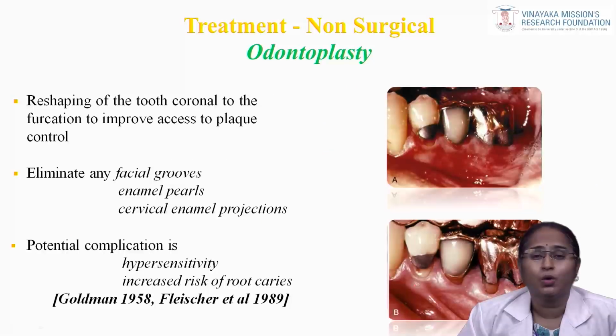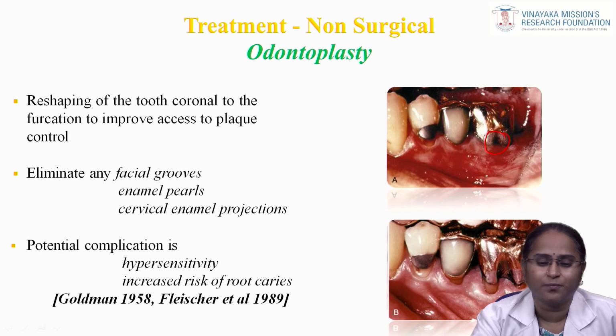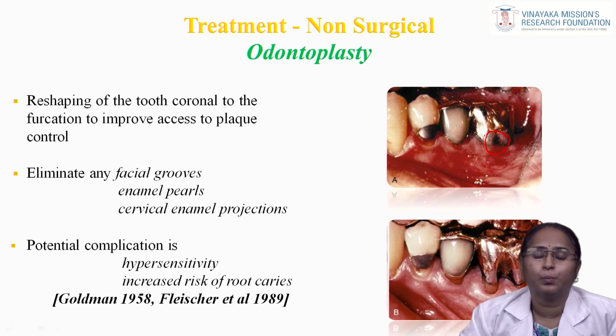Next we are going to see odontoplasty. Odontoplasty is defined as the reshaping of the tooth coronal to the furcation, in the area coronal to the furcation, to improve access for plaque control. The main purpose of odontoplasty is to eliminate any facial grooves, cervical enamel projections or enamel pearls. The potential complications of odontoplasty are hypersensitivity and increased risk of root caries.